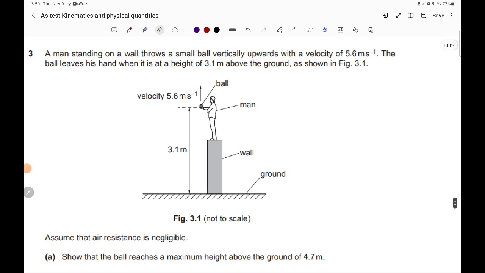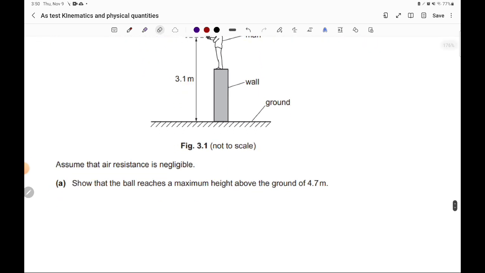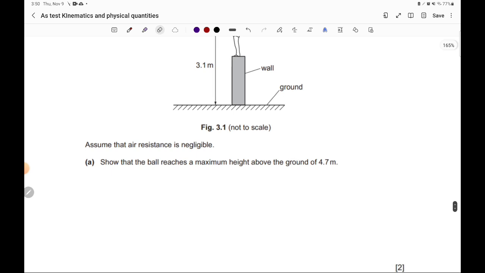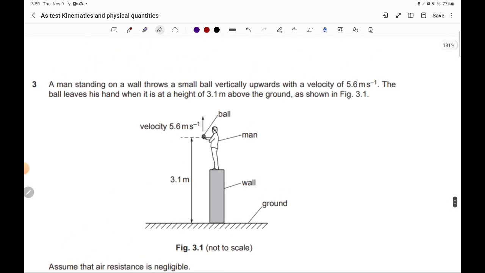Okay guys, so we have another question. A man standing on a wall throws a small ball vertically upwards with a velocity of this. We can see that the ball leaves his hand when it is at a height of 3.1 meters above the ground as shown in figure 3.1. Assume that the air resistance is considered negligible. Show that the ball reaches a maximum height above the ground of 4.7.